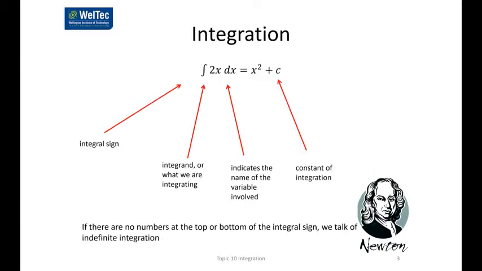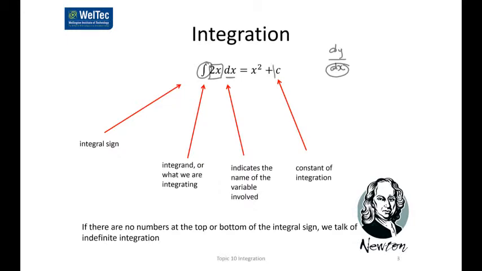We need to just check that you remember all the right words. The squiggle at the front is the integral sign. The integrand is what we are integrating. The dx bit here is a bit confusing, but it indicates the name of the variable that we're integrating with respect to, in the same way as dy by dx. We talk about dx. It's indicative of the variable.